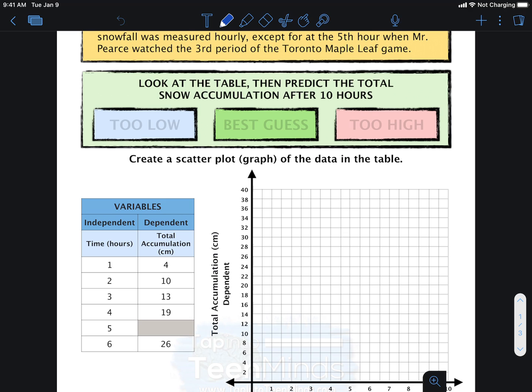Let's write some guesses on here. What do you think a too low guess would be? 3. 3 what? 3 centimeters. That's the one. What else is too low? 1. 2. Okay, without being silly. 5.